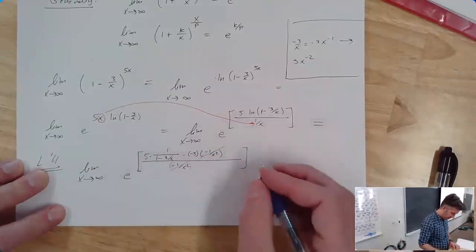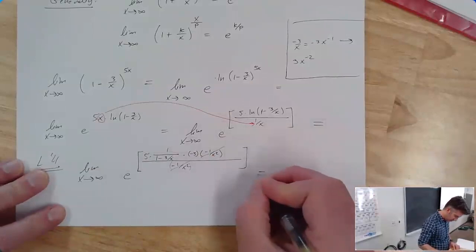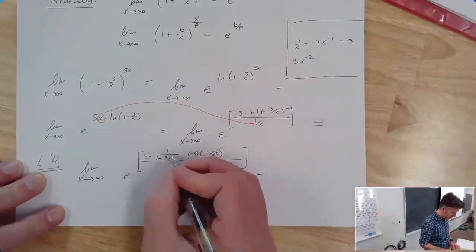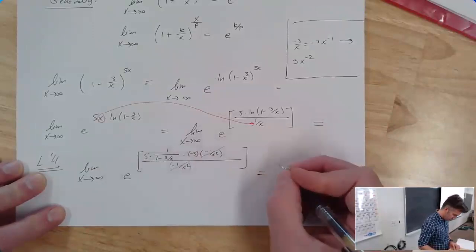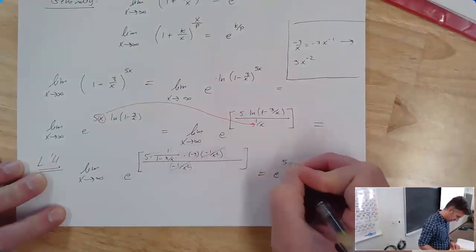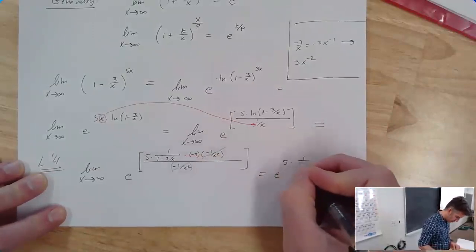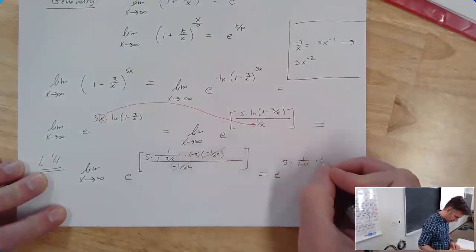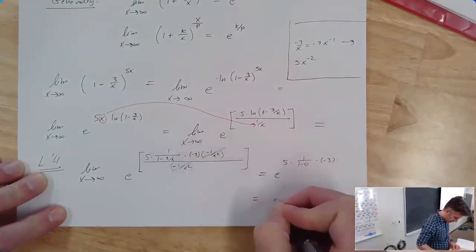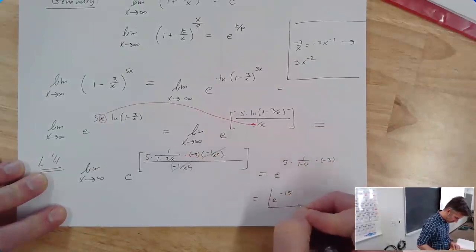And then if we simplify this, we end up with, let's see, the 3 over x goes to 0 as x goes to infinity. So we're left with e to the 5 times 1 over 1 minus 0, times the negative 3. Which is certainly e to the negative 15th power.